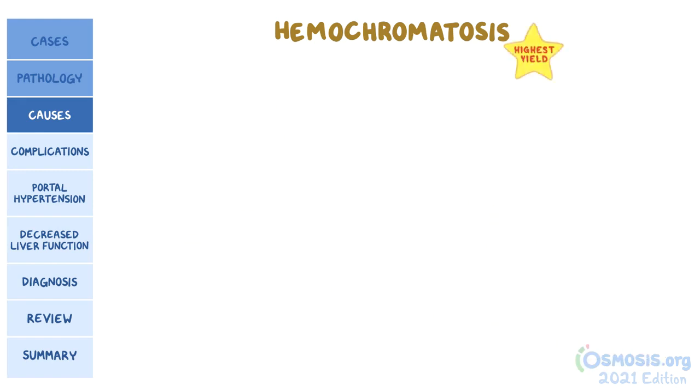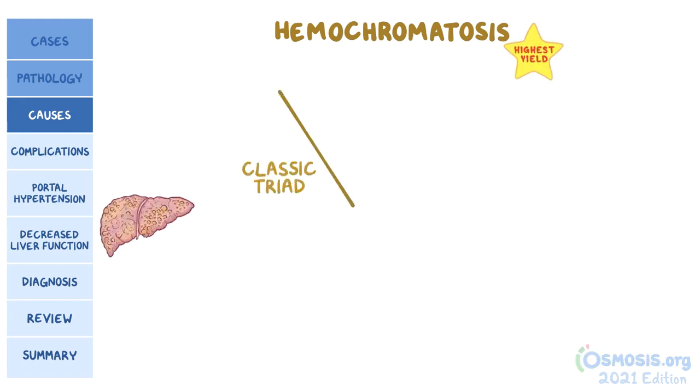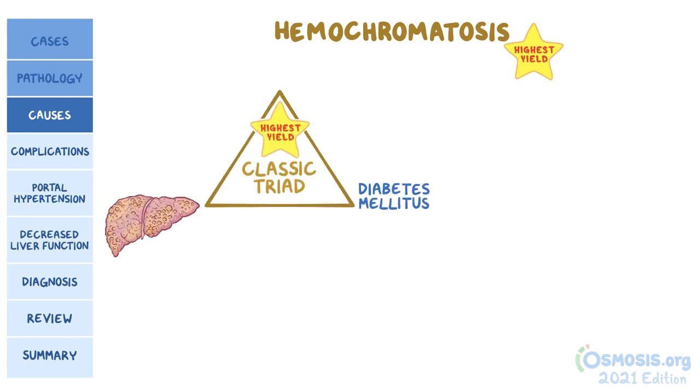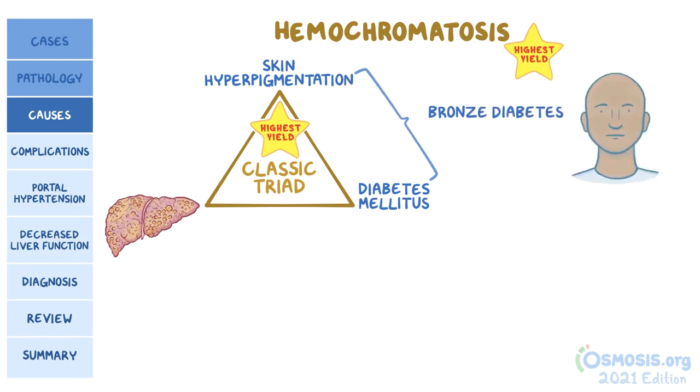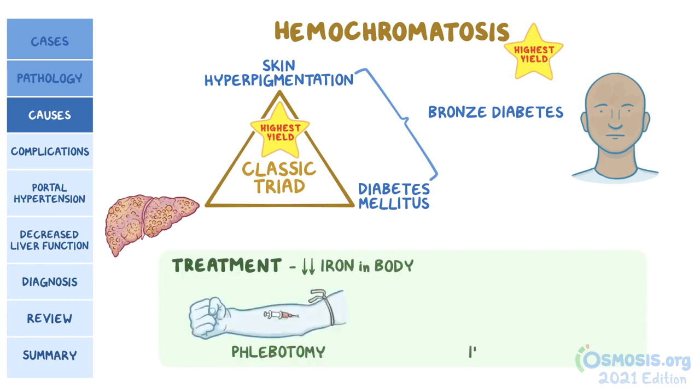On your exam, individuals will have a classic triad of cirrhosis, diabetes mellitus, and skin hyperpigmentation. The latter two are lumped together with the term bronze diabetes, since the skin looks bronzed or tanned. Treatment consists of reducing iron in the body with phlebotomy, or with iron chelators like deferasirox, deferoxamine, and deferiprone.